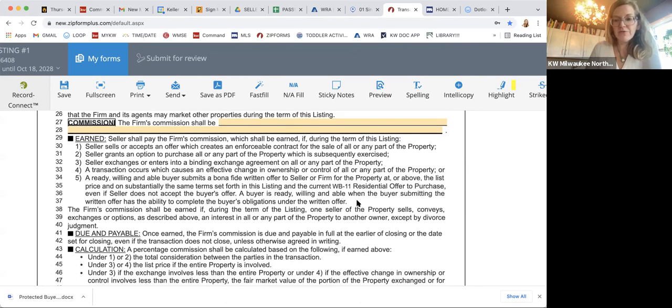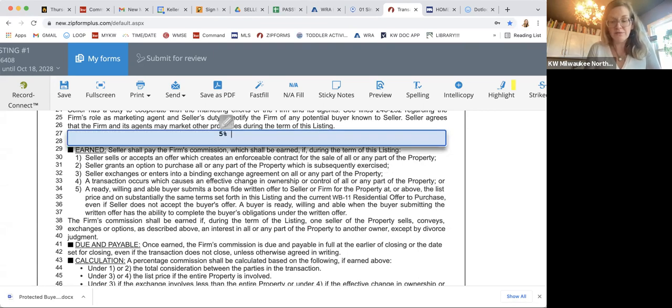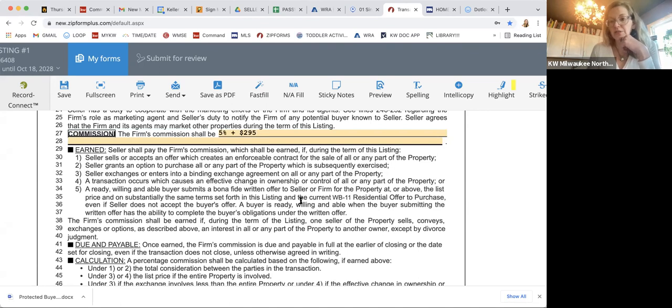Commission. So lines 27 through 28 is where you will note our firm's commission. So the firm's commission shall be 6%. If you want to attempt to go higher, 7%. Again, per our ICA, our independent contractor agreement, the lowest that you can go is 5% for a full market listing. And then often, because remember, we as listing agents have a $295 fee that we pay to the market center for every listing. This just applies to listings only.